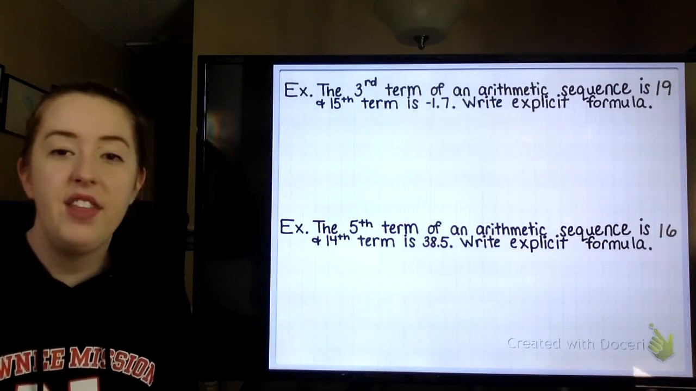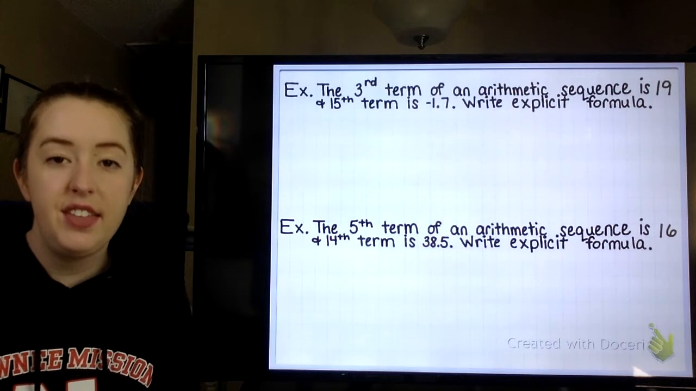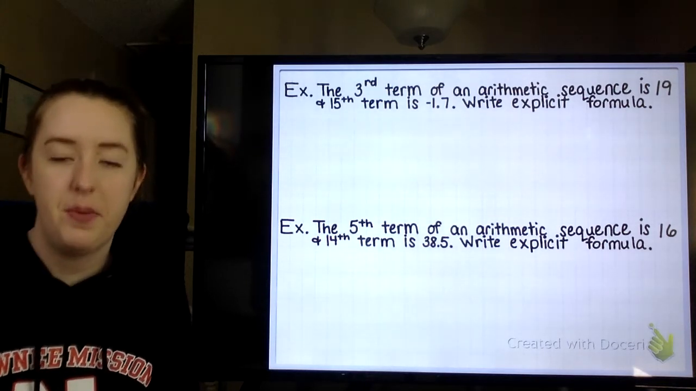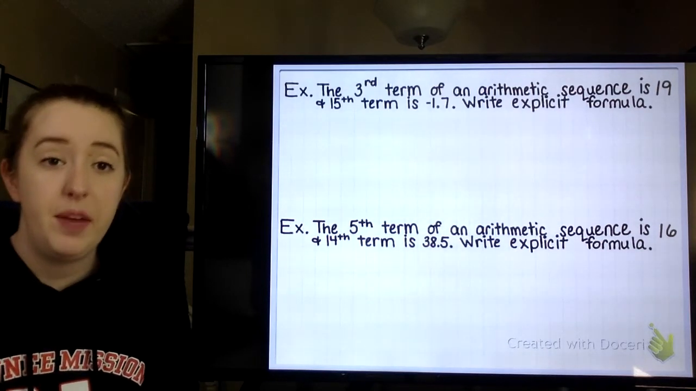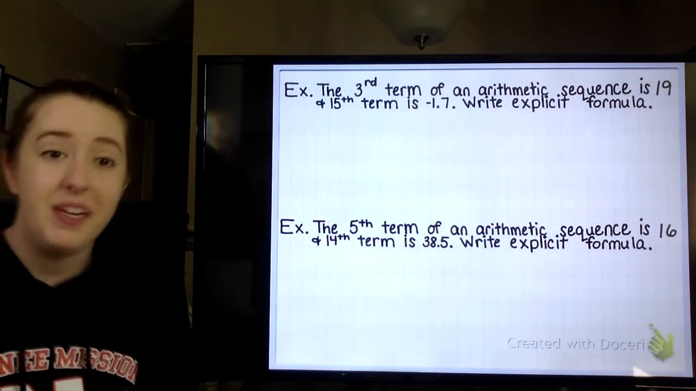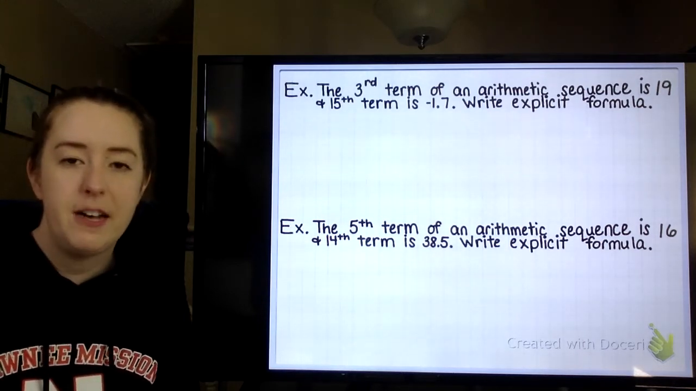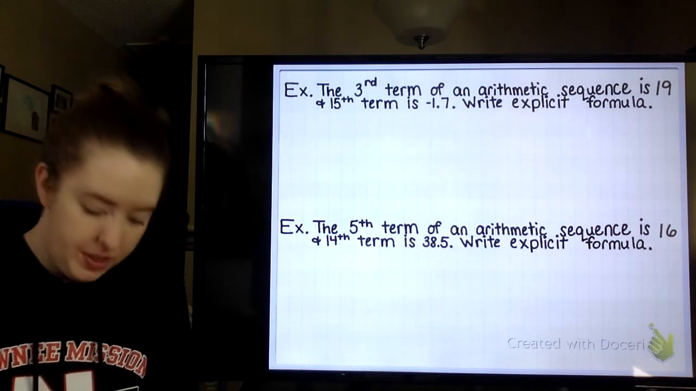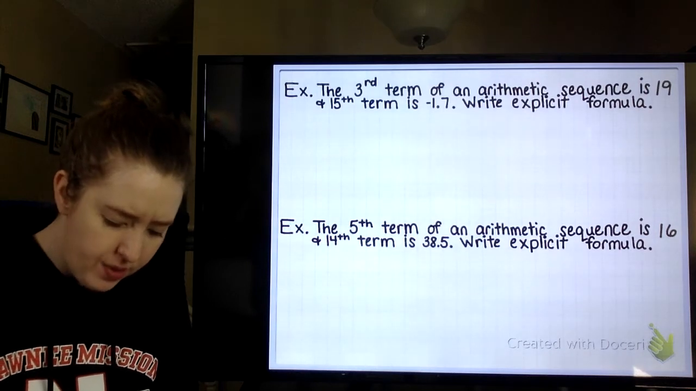Okay, so now we have the 3rd term of an arithmetic sequence is 19, and the 15th term is negative 1.7. Write the explicit formula. So you might have been able to reason through the last one by just using patterns, and it might have been kind of easy to find since they were nice round numbers. With negative 1.7 and 19, it's going to be more difficult to do. So let's reason our way through this guy.